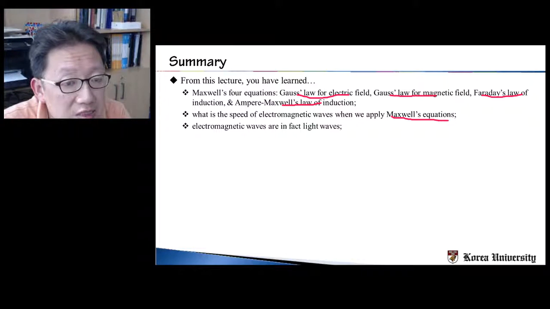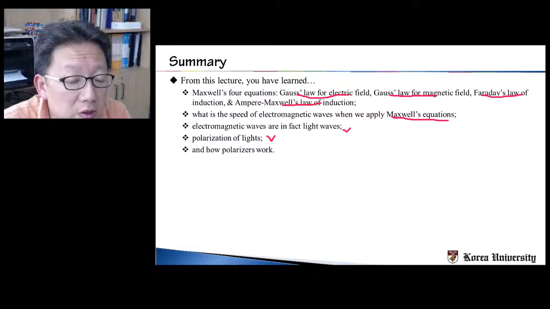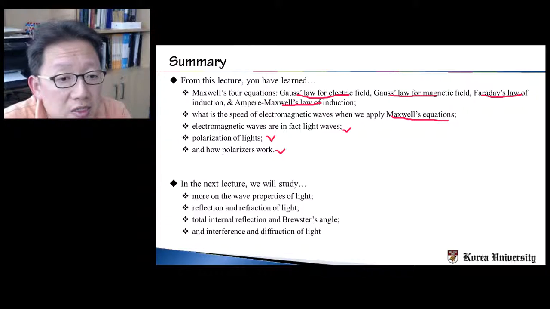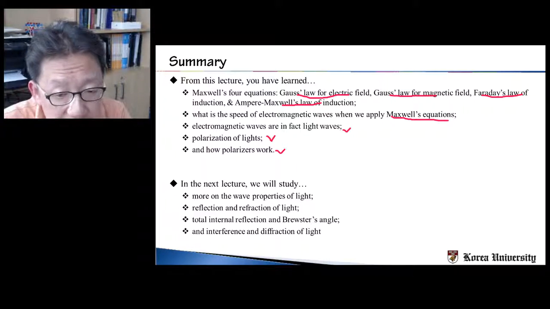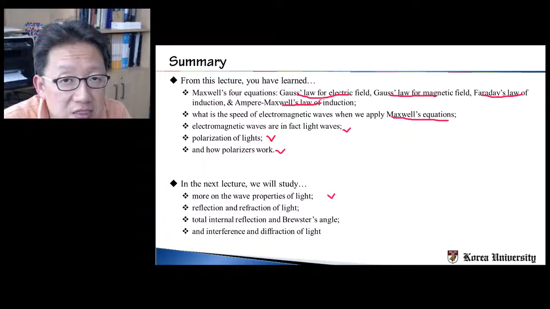And from there we learned that these electromagnetic waves are in fact light waves, which was proposed of course by James Maxwell. We also learned that light is a transverse wave, so we learned how it is polarized and also how polarizers work. And in the next lecture, we will study more about the wave properties of light. It will again be very closely related to the waves that we learned in the spring semester, but there, in the spring semester, we focused more on sound waves, while here we will focus more on light waves.